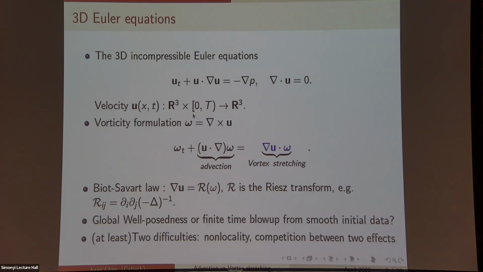Whether the 3D Euler is globally well-posed or can develop finite time blowup from smooth data remains an open problem. There are at least two difficulties. The first one is the locality of the velocity, and the second one is the competition between advection and vortex stretching. In this talk, I will focus on the second difficulty. On Monday, Tarek has motivated this difficulty using several 1D models, but let me give one more example.